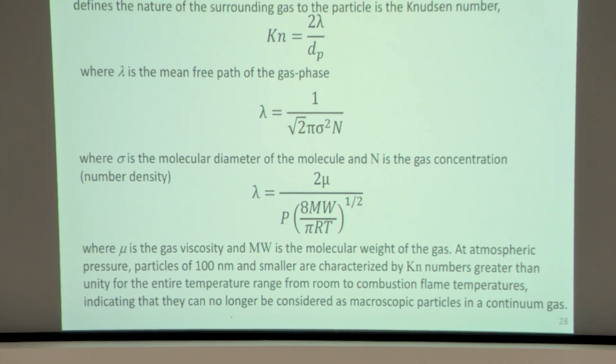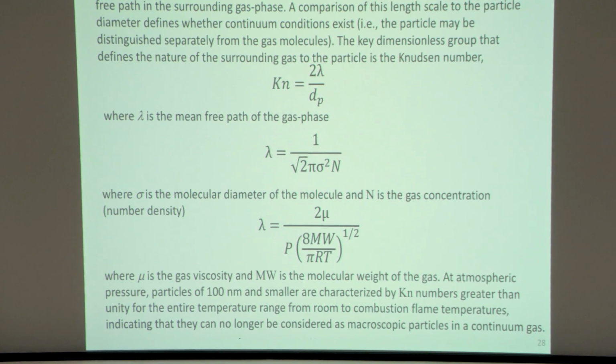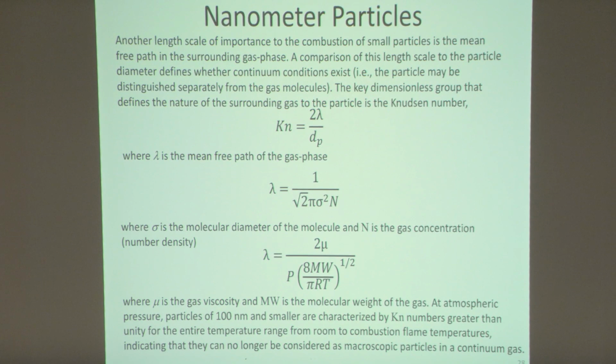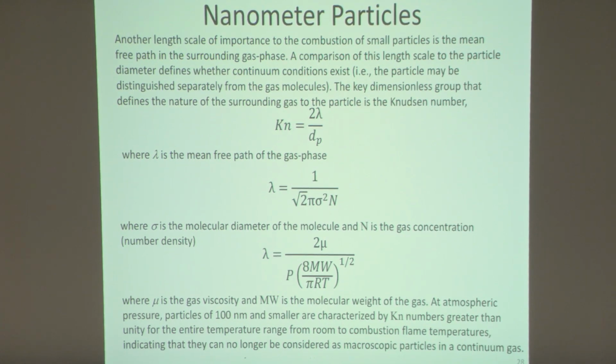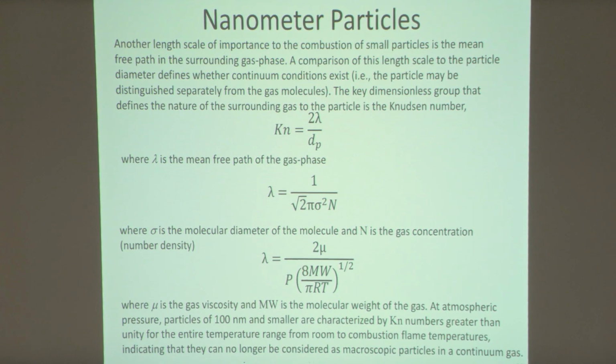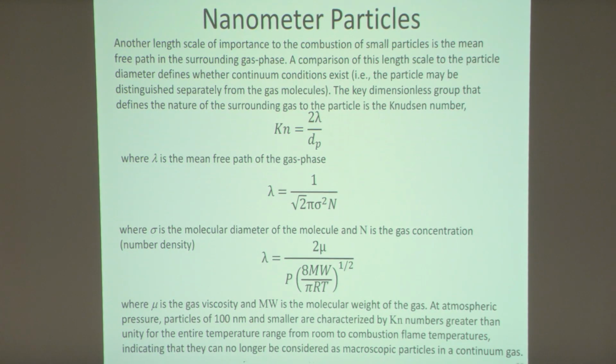And the collisions that happen at the surface will be fewer and fewer statistically. So another length scale of importance to the combustion of small metals is the mean free path in the surrounding gas phase. A comparison of this length scale to the particle diameter defines whether continuum conditions exist. That is, whether or not the particle may be distinguished separately from the gas molecules. The key dimensionless group that defines the nature of the surrounding gas of the particle is the Knudsen number.